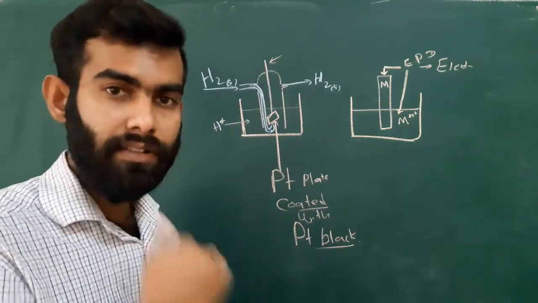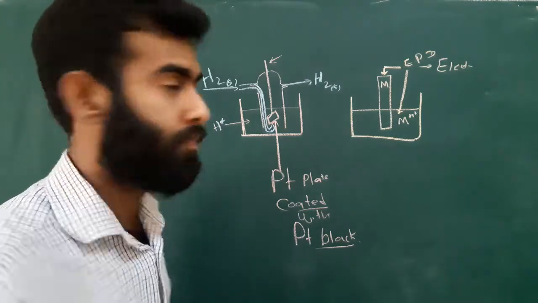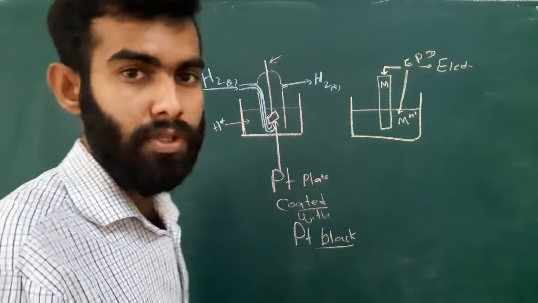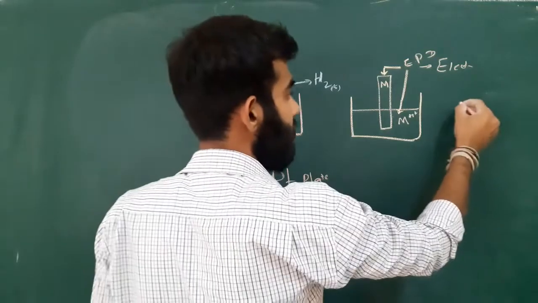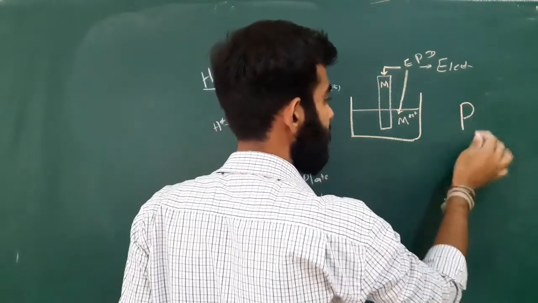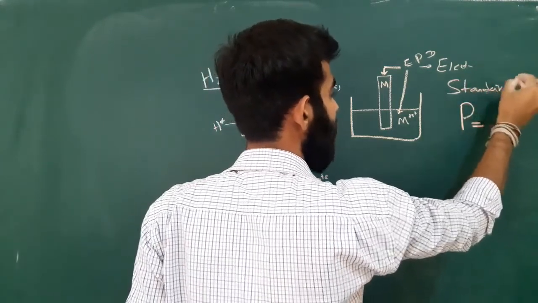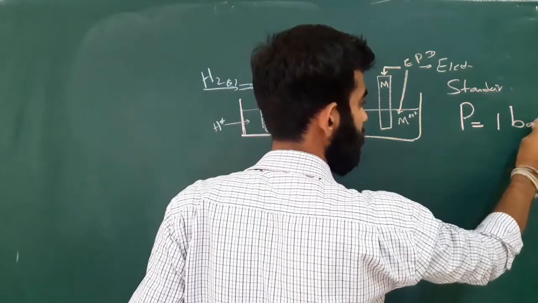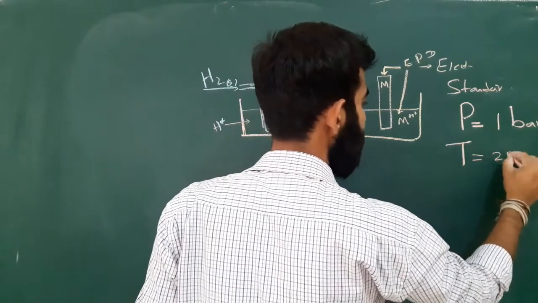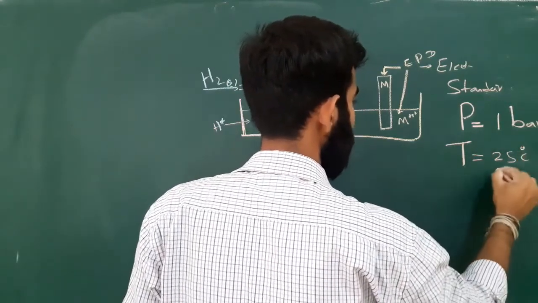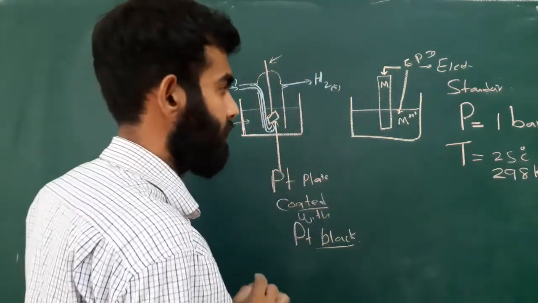This is the standard hydrogen electrode. What is the meaning of standard? In standard situations we have to know these conditions. If we consider standard conditions, there should be a standard pressure. The standard pressure is 1 bar. The standard temperature is 25 Celsius or 298 Kelvin.